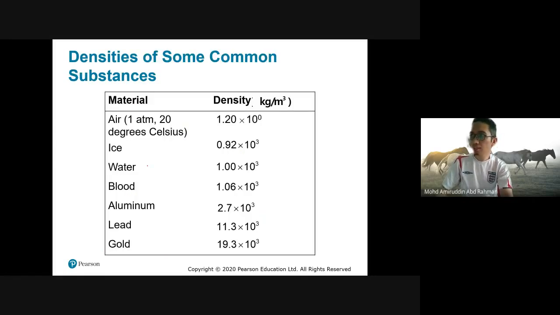Okay, so these are some common densities for a couple of substances. So you can just look over the table.